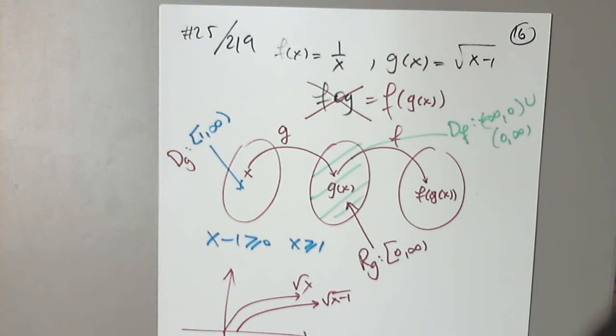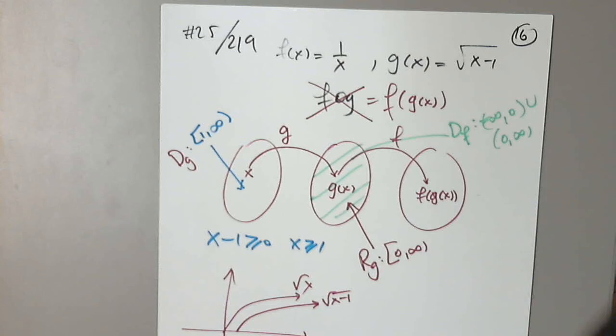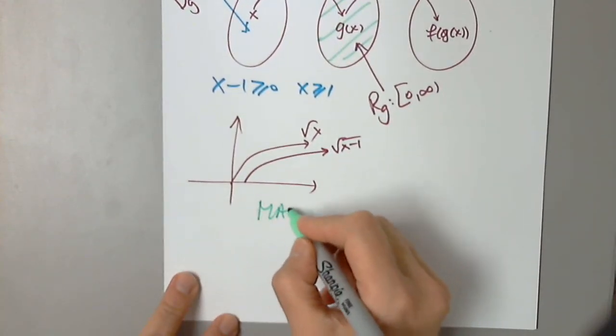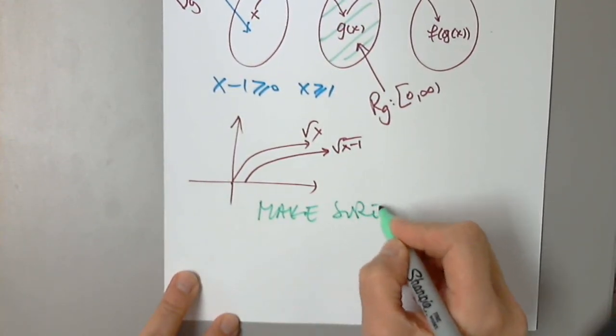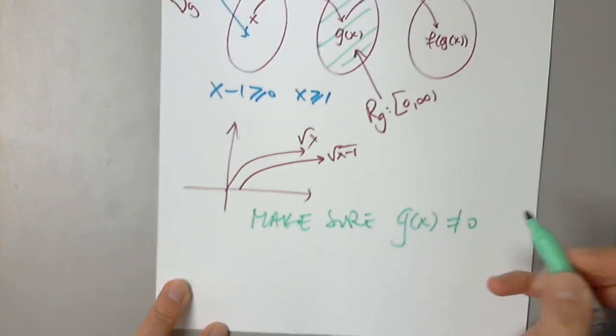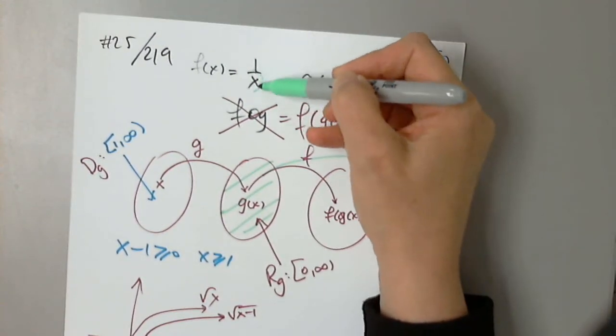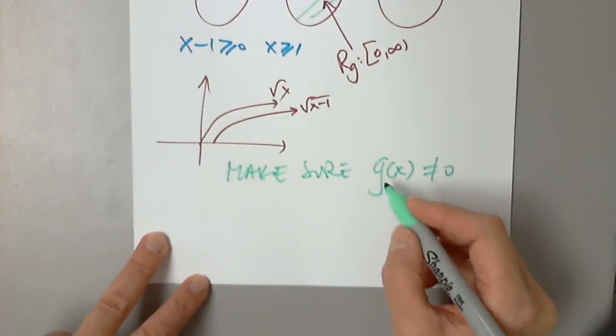So I have to make sure that g of x is never what? Correct. Very good. Awesome. So make sure that g of x is never 0. Why never 0? Because I cannot apply f to 0. Good. What is g of x?